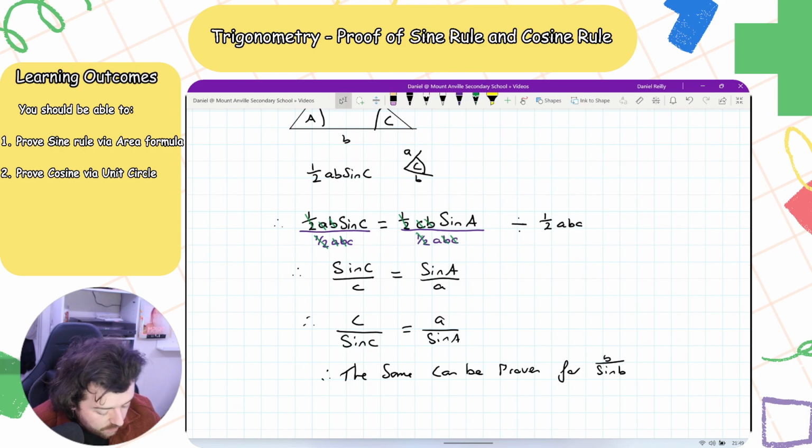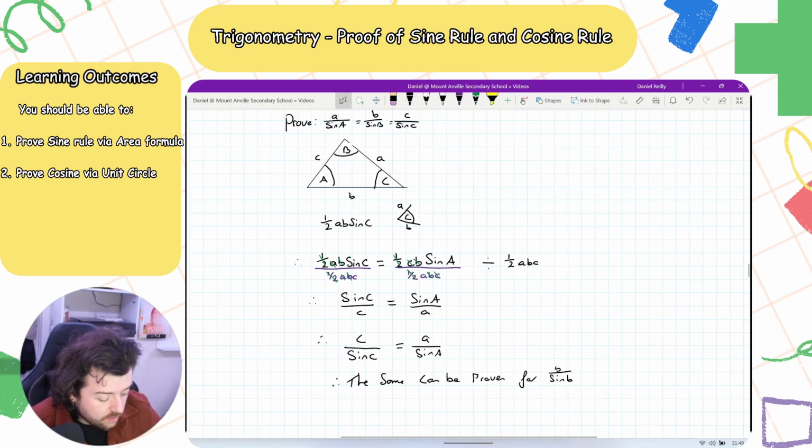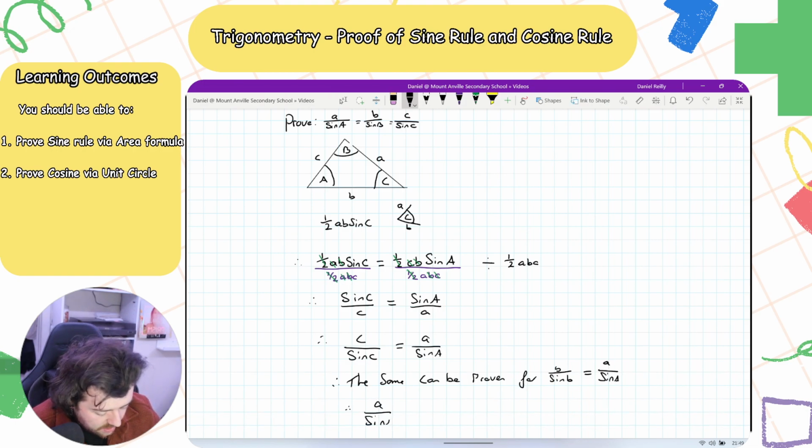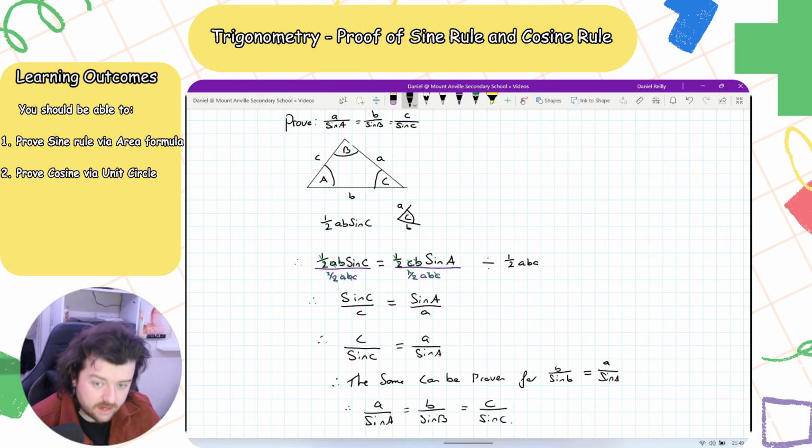So basically, we could do all of this again, but with angle B, but we don't need to repeat ourselves. So the same can be proven for B over sine B. Just make note of what it is. Therefore, A over sine A equals B over sine B equals C over sine C. And therefore, we have proven the sine rule.